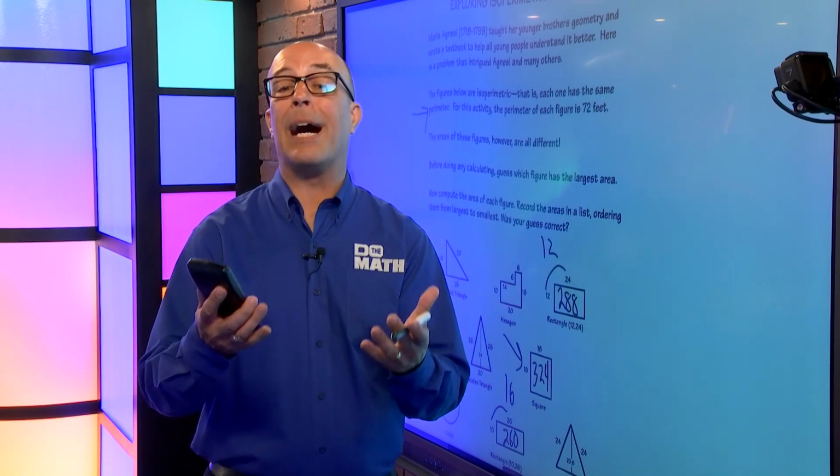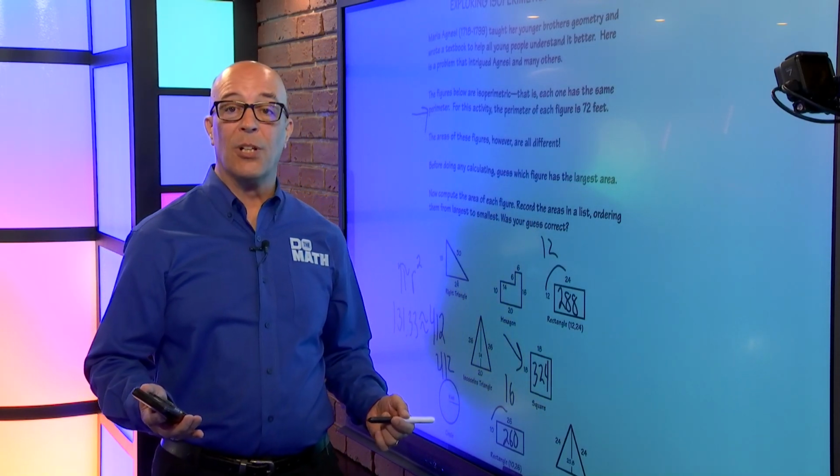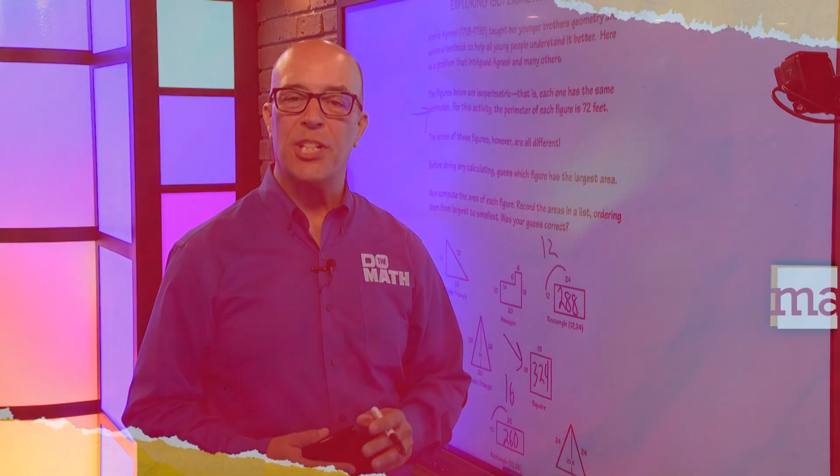If you want to optimize the total 72 feet of fencing you've got, put it in a circle. That's what Maria Agnesi helped us with, our mathematician of the day.